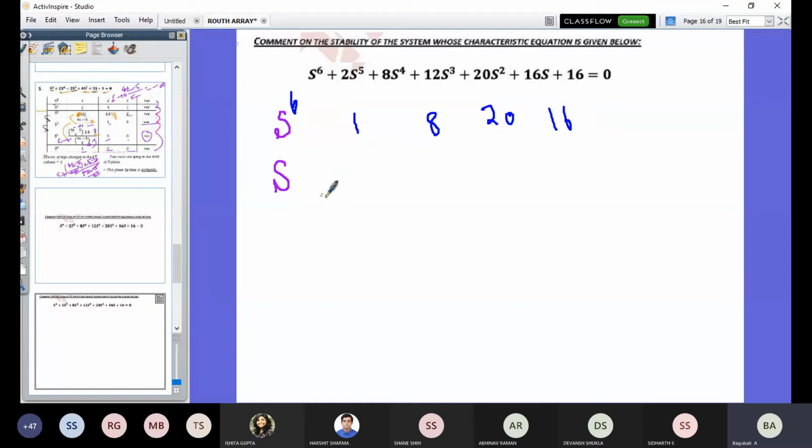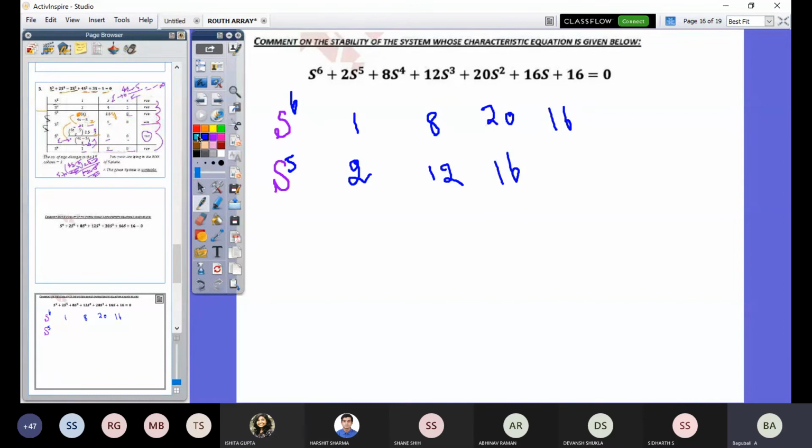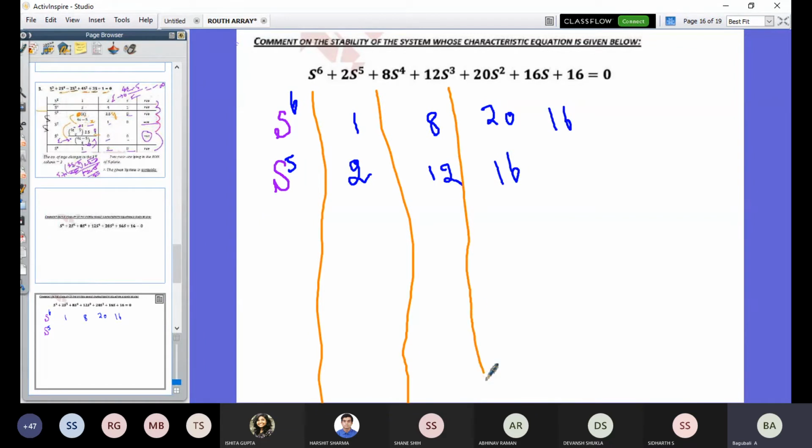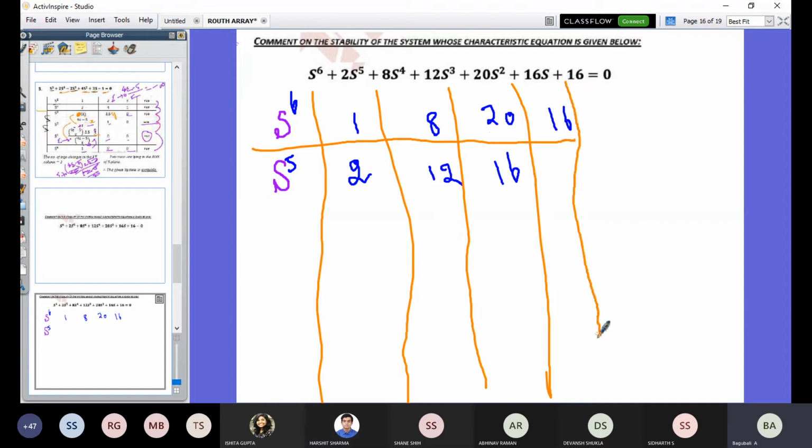Correct? Sorry, s power 5 coefficients: 2, then s cube is 12, s is 16. Okay, dear. Next, what we have to do? What is the next row? S power 4. Very good.